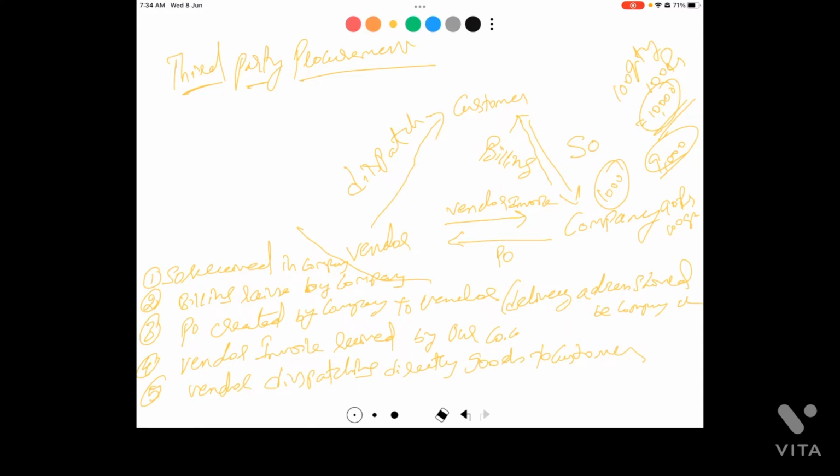The payments all happen internally, from the customer to our company and from our company to the vendor.